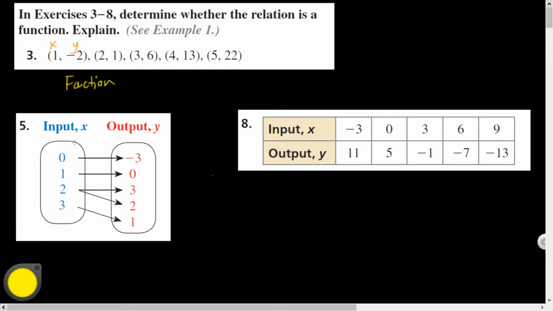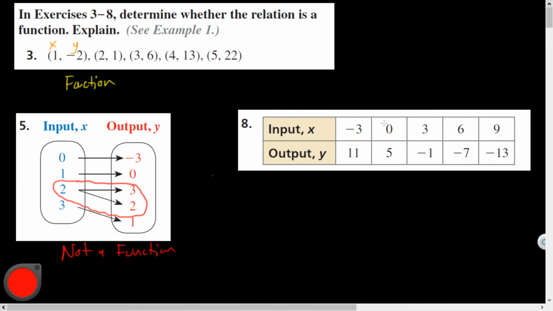Question 5, here's an input-output chart. So if I input 0, I get -3. If I input 1, I get 0. But if I ask you about 2, you'd say 3, 2, both? Is that the combination of 3 and 2? I don't know. Here's the problem. This is not a function because this 2 is giving me multiple outputs. So not a function, right?